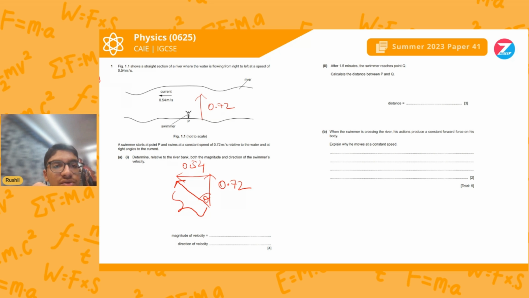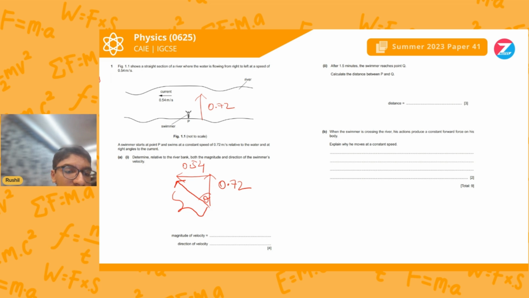Visually, that would be this arrow 0.72, as the current is moving left to right and this is perpendicular to the current. The question asks, determine relative to the riverbank both the magnitude and the direction of the swimmer's velocity. Here we have two ways. First of all, we have to draw a diagram. We draw 0.72 a line straight. Either you draw a vector diagram with proper dimensions, so you draw a 7.2 centimeter line straight and then a perpendicular line of 5.4 centimeters leftwards.